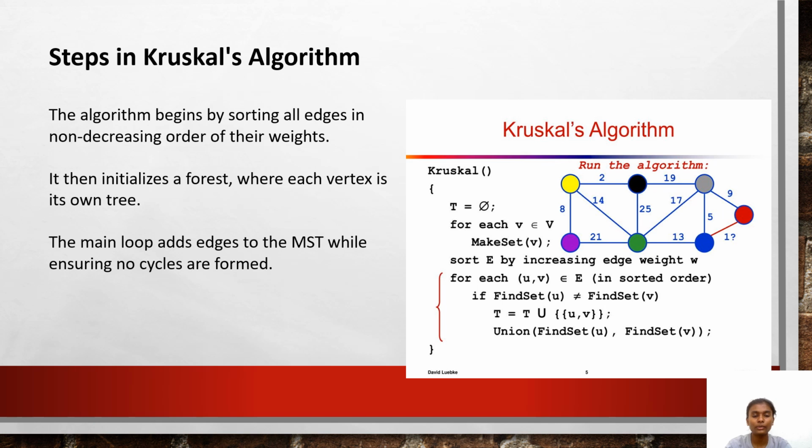Steps in Kruskal algorithm. There are 4 steps in Kruskal algorithm. First step is sort all edges in increasing order of their weights, and step 2 is pick the smallest edge. Step 3 is check if a new edge creates a cycle or loop in the spanning tree. Step 4 is if it does not form a cycle, then include that edge in the minimum spanning tree. The algorithm begins by sorting all edges in non-decreasing order of their weights. Then initialize a forest where each vertex is its own tree. The main loop adds edges to the minimum spanning tree while ensuring no cycles are formed.